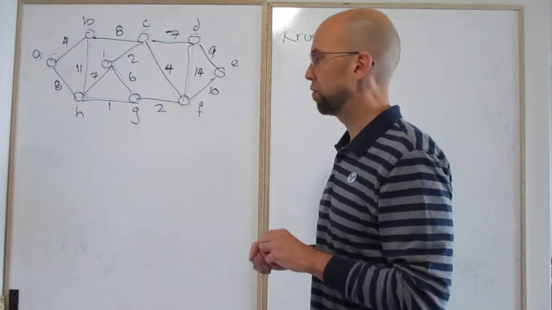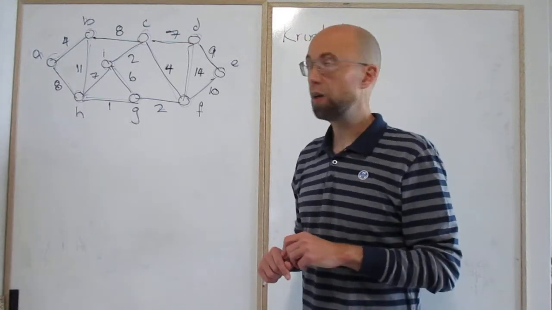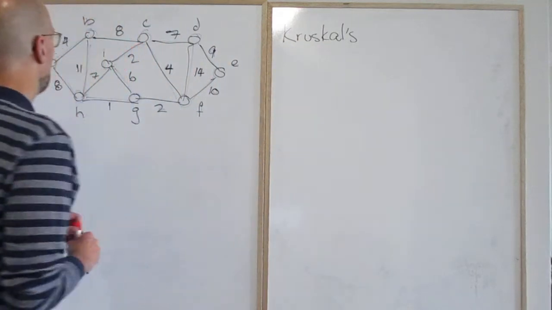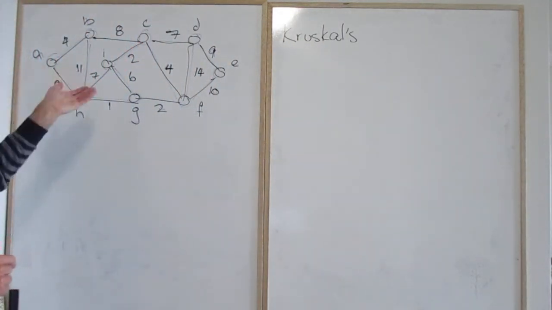Okay, so let's just run through Kruskal's algorithm. What is the cheapest edge?